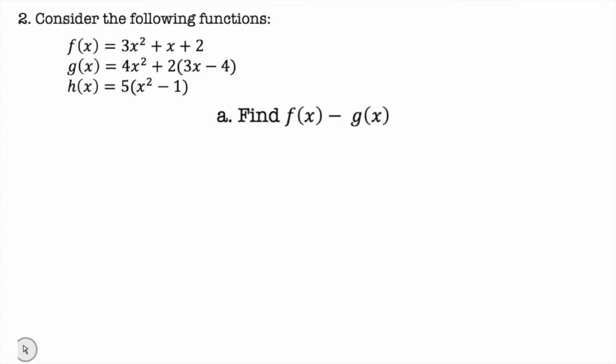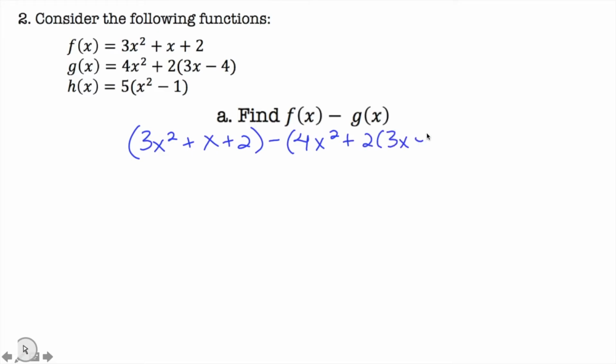It says find f of x minus g of x. So they gave us three different functions and we're just going to manipulate them a couple of ways. So we have 3x squared plus x plus 2, all in parentheses, minus the g of x, which is 4x squared plus 2 times 3x minus 4.